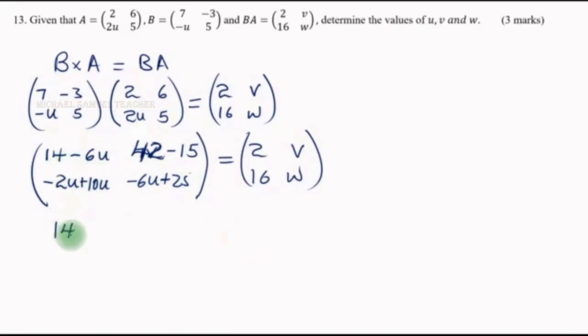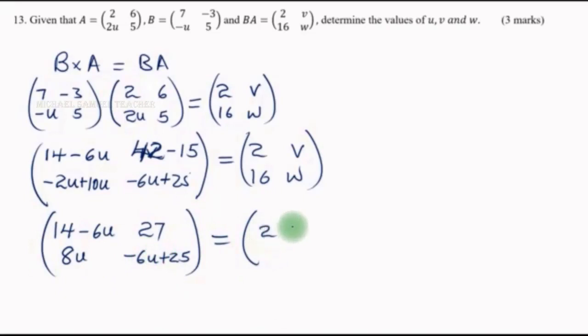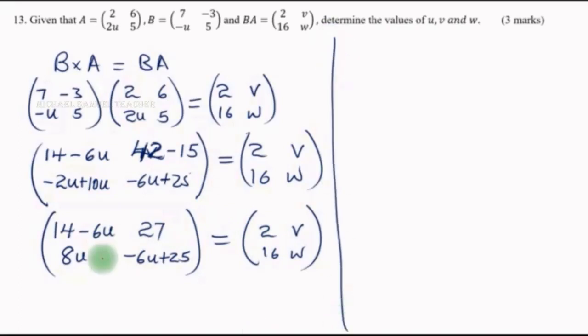This will be 14 minus 6u, 42 minus 15, that is 27, then minus 2u plus 10u, that is 8u, and the other one is minus 6u plus 25, will be equal to 2, v, 16, w. So we compare the corresponding elements. To get u, I have here 8u and 16, they correspond to each other. 8u is equal to 16. Therefore, u is equal to 16 over 8, which is 2.